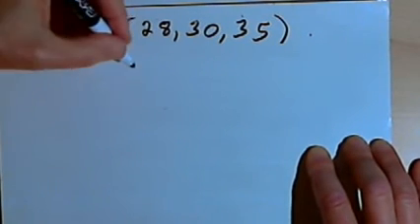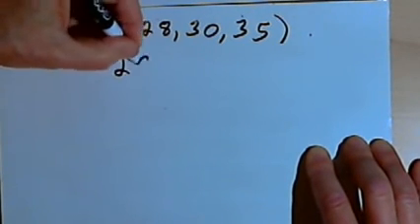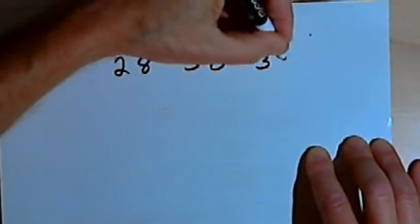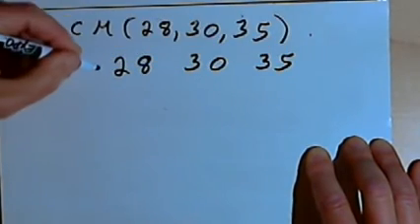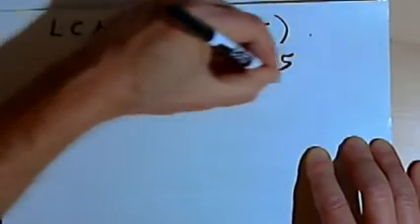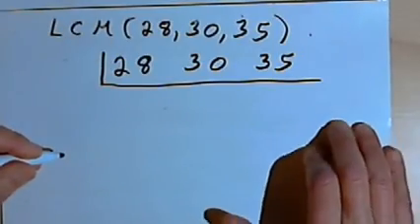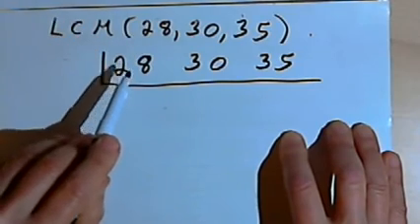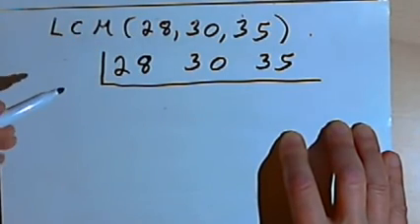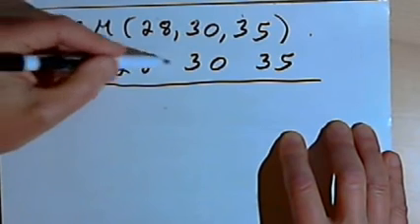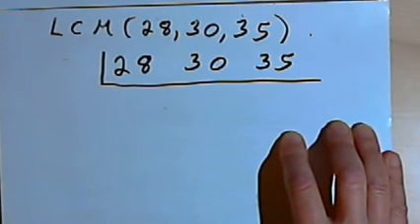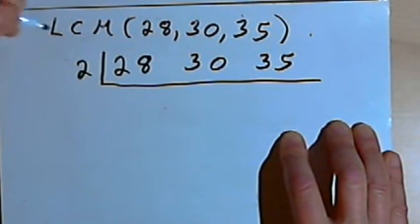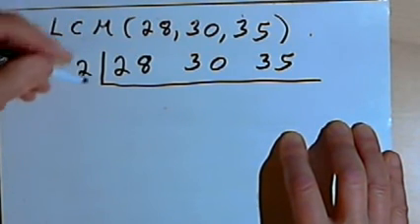Here's how it goes. I'm going to write those three numbers, 28, 30, and 35, left to right. And I'm going to put a kind of an upside down division box around them. And now what I want to do is see if I can divide any of these numbers by a prime number. Well, since 28 and 30 are both even, I can divide them both by 2. So I'm going to write a 2 to the left of the box, and I'll divide.